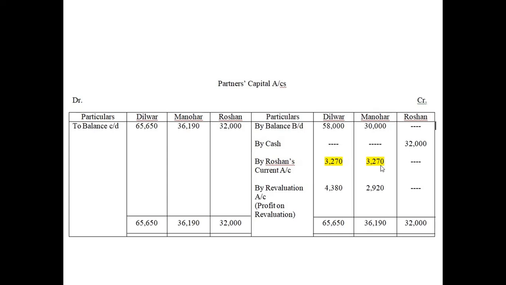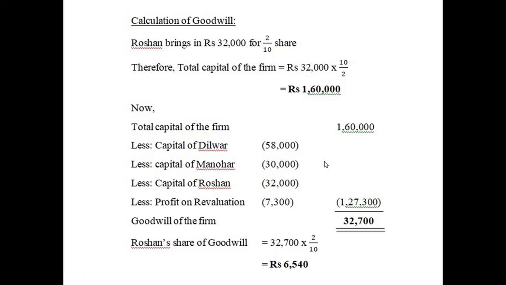Don't write this total also because we don't know the total. For Roshan you can write the total 32,000, balance c/d also 32,000, but we don't know the total of this credit because it is still to be found, isn't it? Its value is still unknown. So we have to do a simple working note, that is calculation of goodwill.